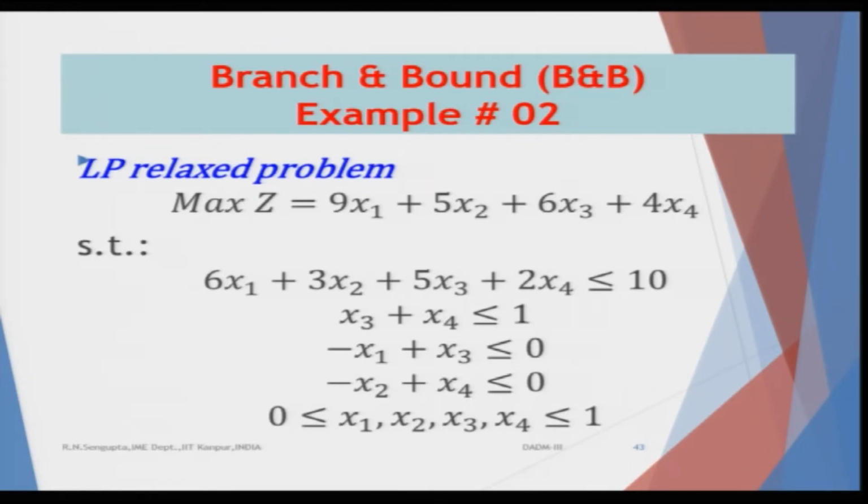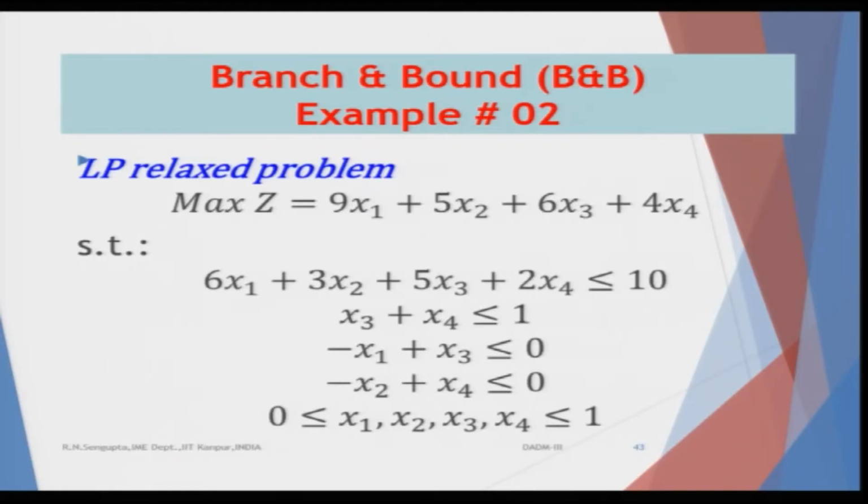In the second constraint, you do not have x1 and x2, so it is x3 plus x4 is less than or equal to 1. In the third constraint, you do not have x2 and x4, it is minus x1 plus x3 is less than or equal to 0. And in the final constraint, which is the fourth one, you do not have x1 and x3, it is minus x2 plus x4 is less than or equal to 0.